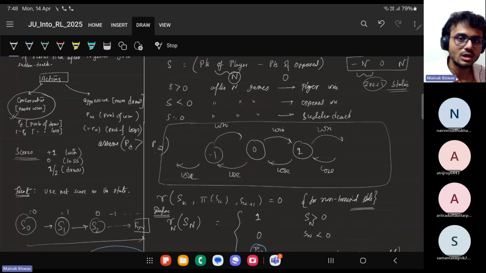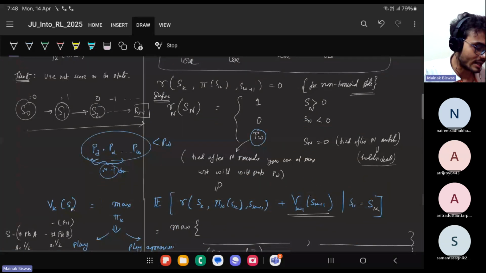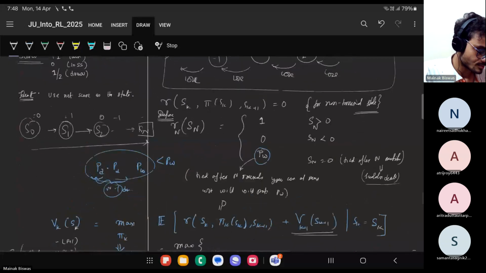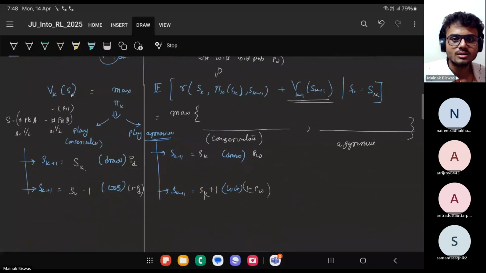You only draw at the best case. You are playing for a draw. You either lose or draw. Fine. And if you play aggressive, you either win or lose. Is it clear? Yes. So now tell me the expected value then.